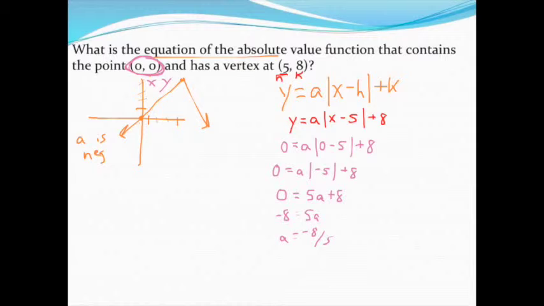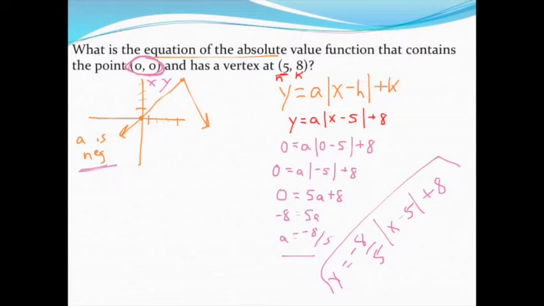And it fits with what our sketch said. Our sketch said our a value had to be negative, remember? And so our a value is indeed negative. So knowing that, I'm going to go ahead and finish writing my equation. I've got y equals, the a value is negative 8 over 5 times the absolute value of x minus 5, and then plus 8 at the end. So there's my equation. If that method works for you, go ahead and use that method by plugging in the point. Otherwise, let me show you the other way to get the a value.